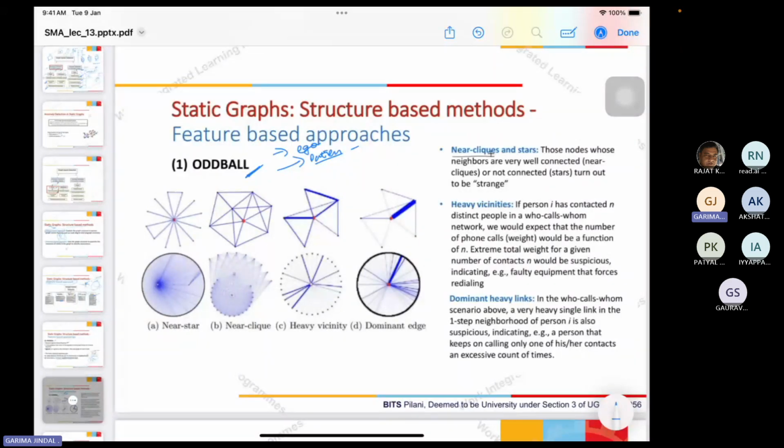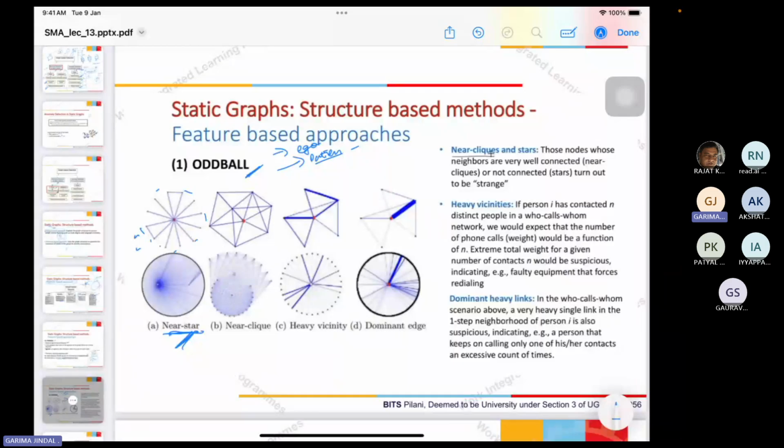So what are these rules? First, they say that if any node is behaving like a star, that means this node is connected to a lot of nodes, and there are very few connections between those neighbors. If I have a star kind of node, then that node is anomalous.